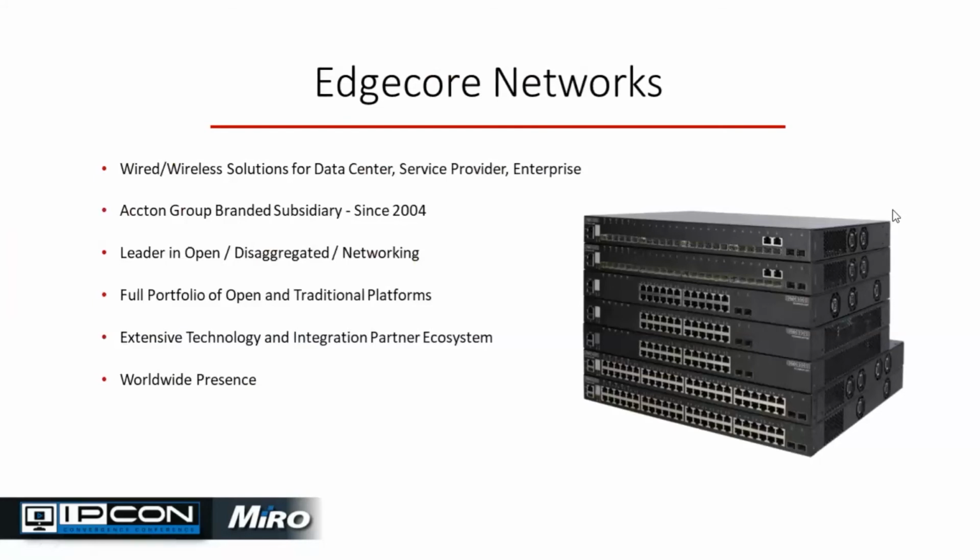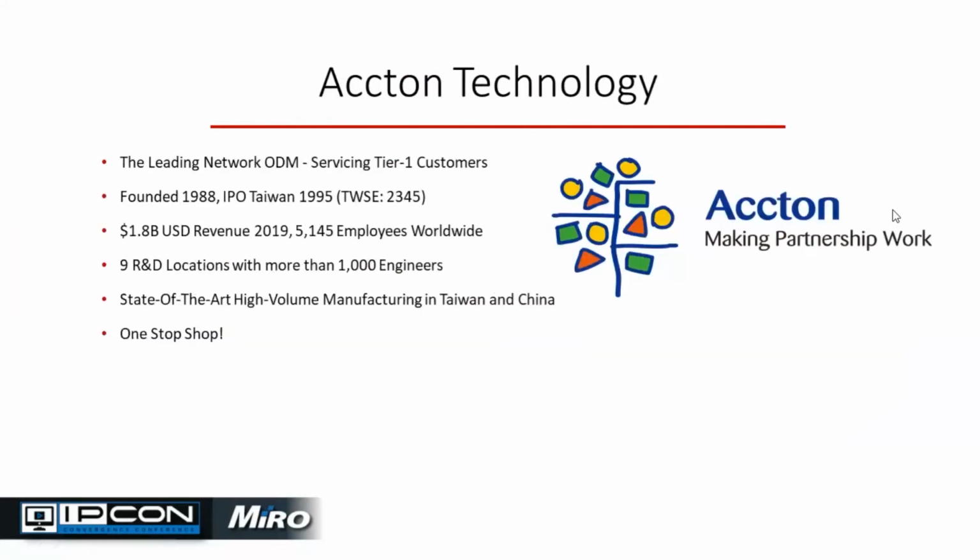The Accton Group, like I said, is the largest umbrella group. They are one of the leaders in network ODM, servicing tier 1 customers. They were founded in 1988 and went public in 1995 via Taiwan's TWSE. To date, they did $1.8 billion US dollars in revenue in 2019 and currently employ over 5,145 employees. So definitely a large-scale corporation.